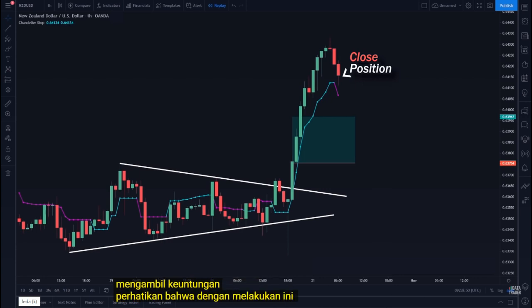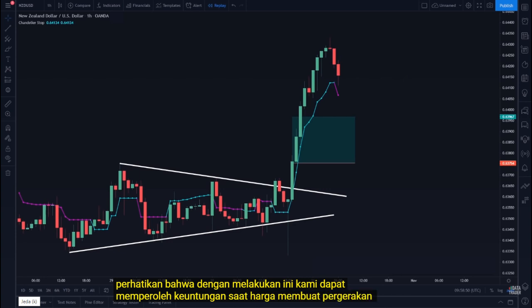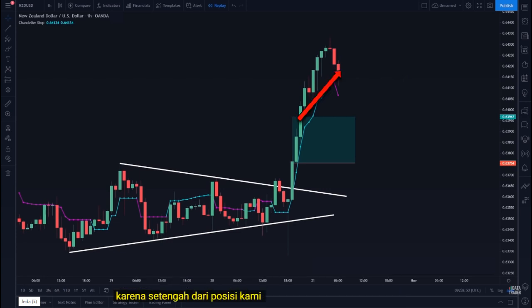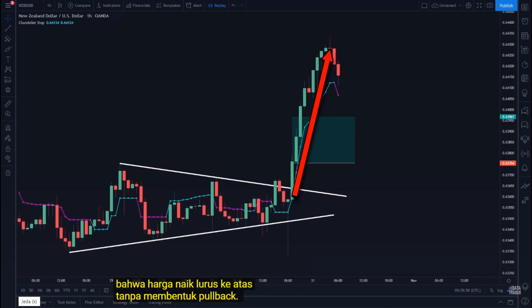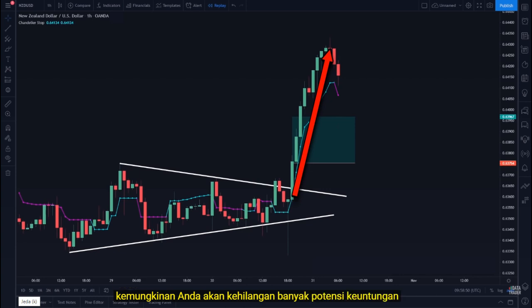Notice that by doing this, we were able to benefit when the price made a huge movement because half of our positions are still open. If we closed all of our positions at the first profit target, we would have missed this upside potential. And in this example, we can also see that the price went straight up without forming a pullback. This is why I prefer to enter positions right away, because most breakouts actually happen without a pullback. So if you're constantly waiting for a pullback to happen before entering a position, chances are you will miss many profit potential. And now, let's look at the full strategy in action.